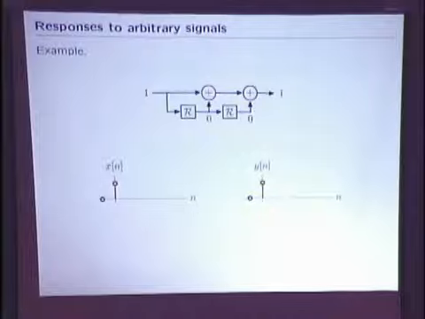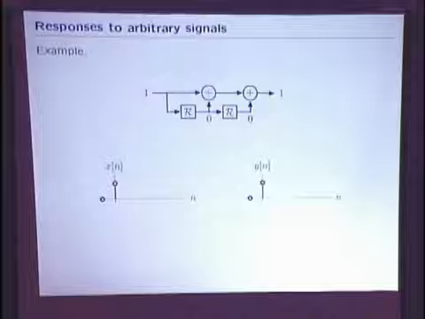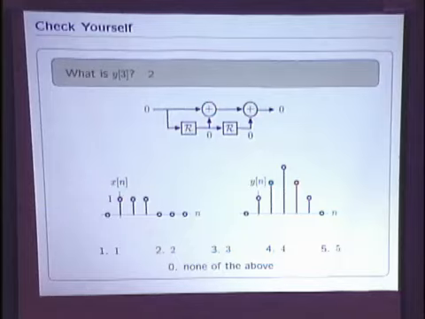And then at time n equals 0, the input becomes 1. So now the output goes to 1. At time 1, it goes to 2. At time 2, it goes to 3. At time 3, it goes to 2, right? This is all obvious, right? Etc. So the answer is 2. y of 3 is 2.